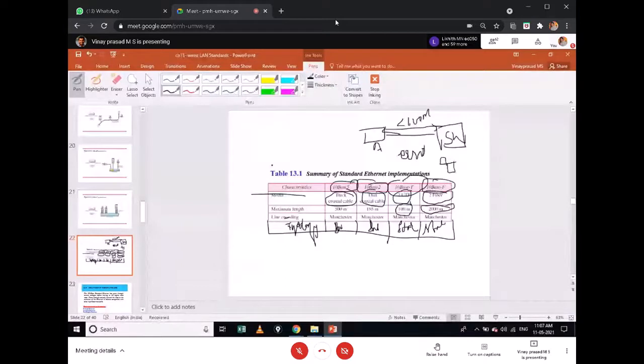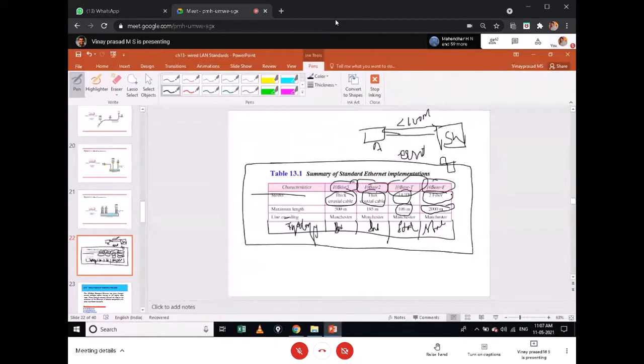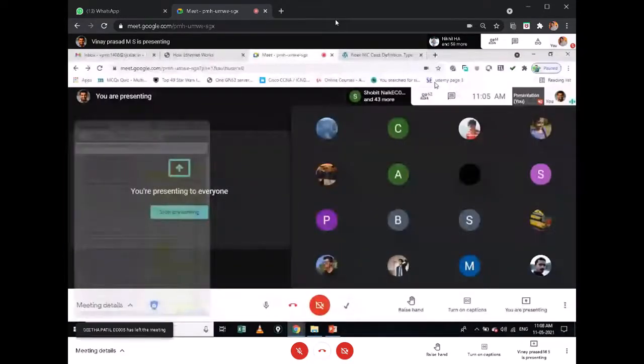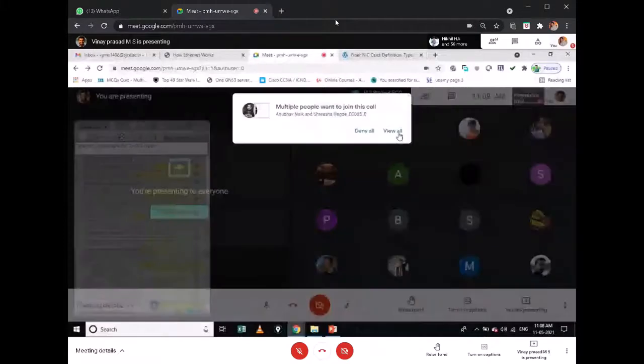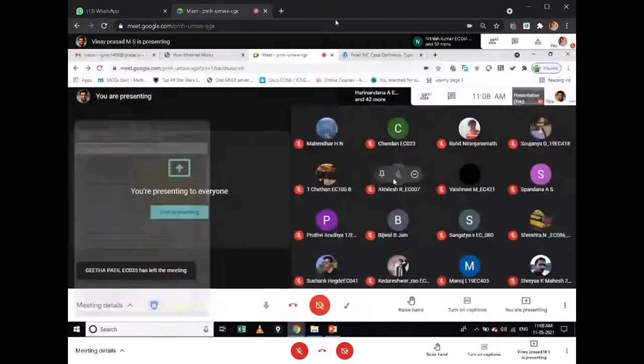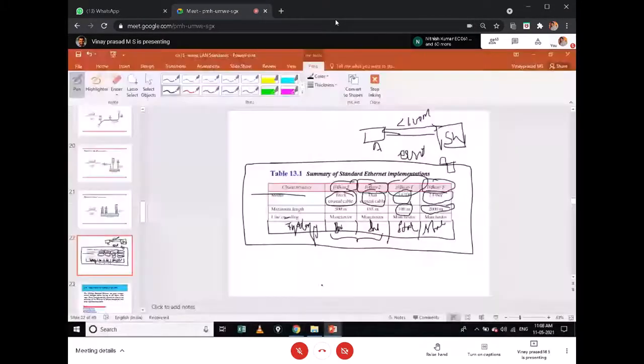Okay, so in standard Ethernet there were four common implementations. They may include these three different transmission media: coaxial, UTP, and fiber. And for all these common implementations, we use Manchester encoding as the line coding method. Okay, the next one we will see.